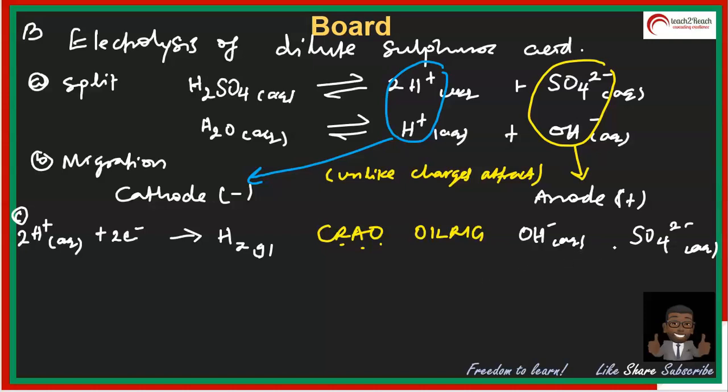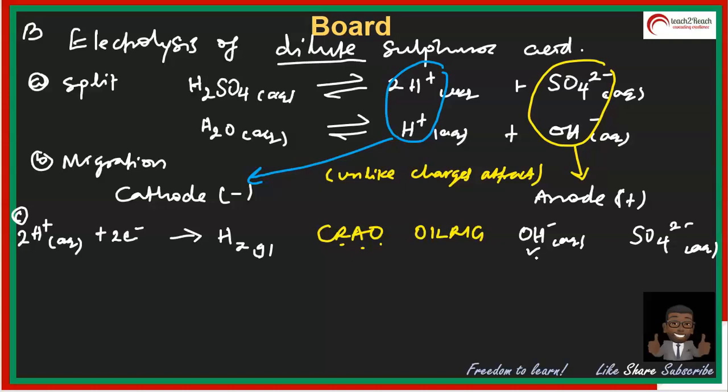But in this case, we are dealing with dilute sulfuric acid. Dilute simply means that you have more water than sulfate. So if you have more water, it means you have more hydroxide ion. So based on concentration, hydroxide ion is favored because this is dilute.